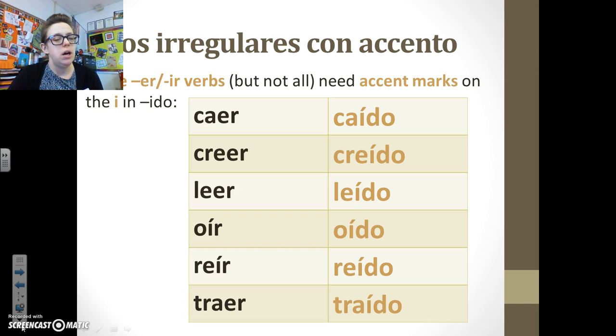Another way to remember this is that if there's a double vowel and it's an ER, IR verb, just know that you're going to have to add an accent mark over the I. So if it's a double vowel verb that has ER, IR, you're going to have an accent over the I.